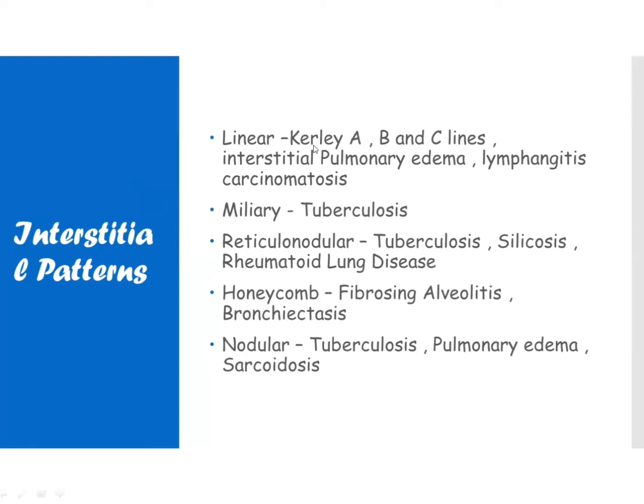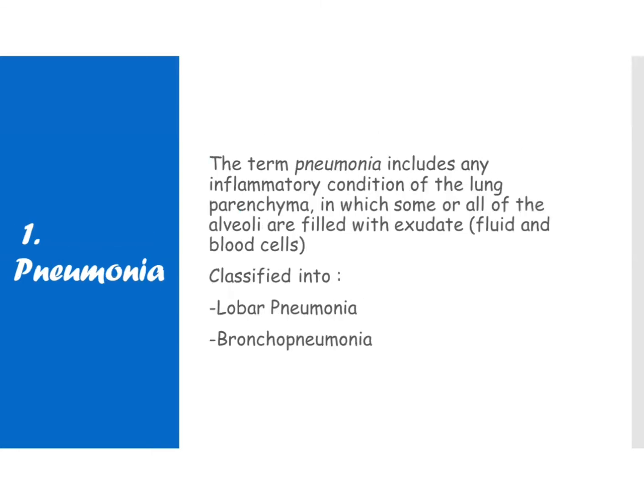Linear pattern is seen as Kerley A, B, and C lines. Kerley B lines are normally seen in congestive cardiac failure, interstitial pulmonary edema, lymphangitis carcinomatosis. Miliary pattern is seen in TB. Reticular nodular is seen in TB, silicosis, rheumatoid lung disease. Honeycomb patterns are seen in fibrosing alveolitis, bronchiectasis, and nodular patterns are seen in tuberculosis, pulmonary edema, sarcoidosis.